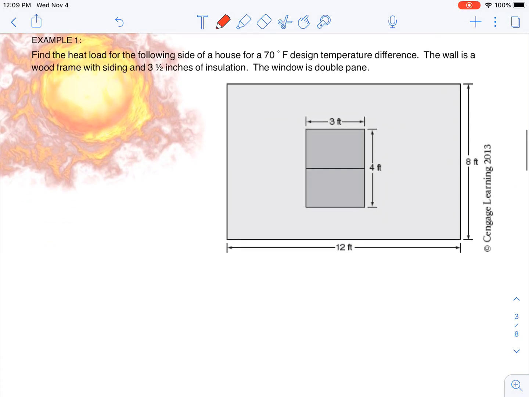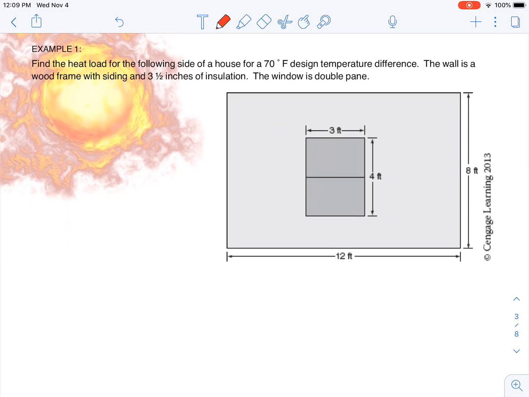So our first example is just one wall. This is just one wall that's facing the outside. The other three walls of this structure of this room are not exposed to the outside elements, so they don't have any heat loss. So the heat load for the following side of the house for a 70-degree design temperature difference. The wall is wood frame with siding and 3.5 inches of insulation.